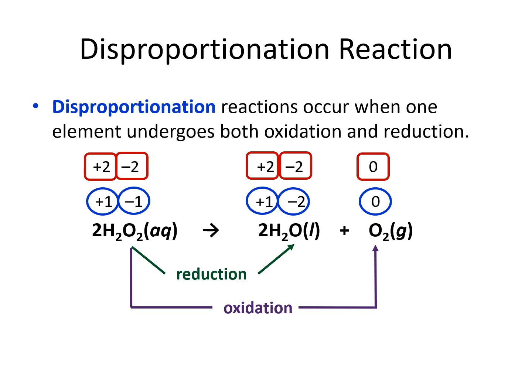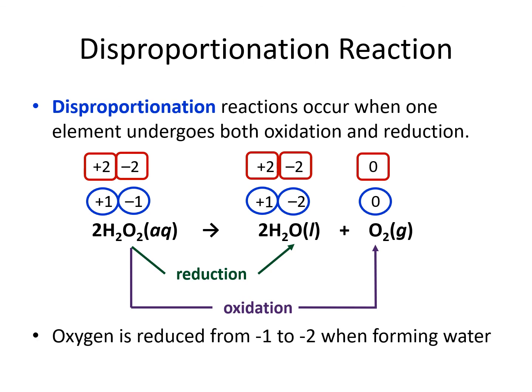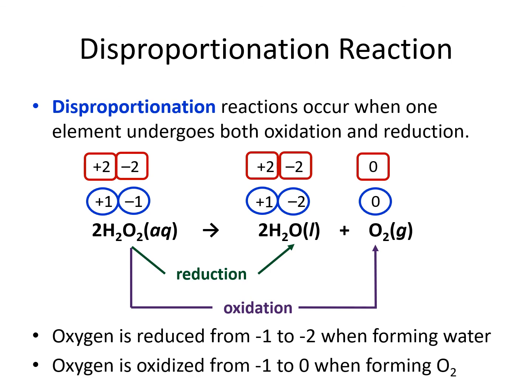The hydrogen is a +1 on both sides of the arrow, so the hydrogen is not being oxidized or reduced. The oxygen is actually doing both. When it becomes the water molecule, it's going from -1 to -2, so it's becoming more negative, which means it's being reduced. When it becomes the oxygen molecule, it goes from -1 to 0, so it's becoming more positive, which means it's being oxidized. Both are happening at the same time. You can sort of think of it as one of the oxygens being oxidized and the other being reduced.